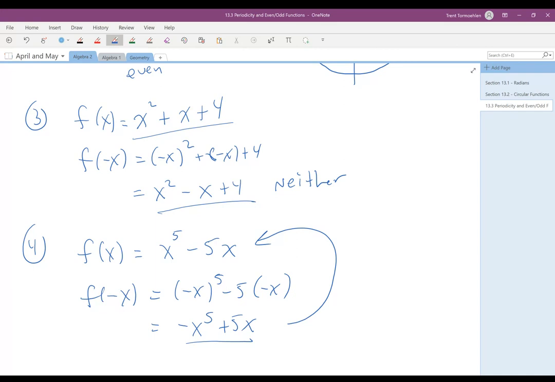So that's even functions and odd functions. They become very important because a lot of trig functions have this quality of either being an even function or an odd function, and we'll get into that more as we start to graph trig functions.